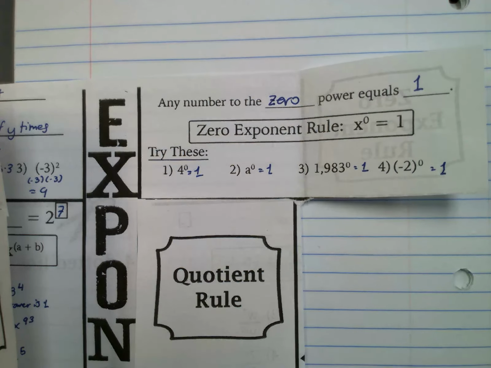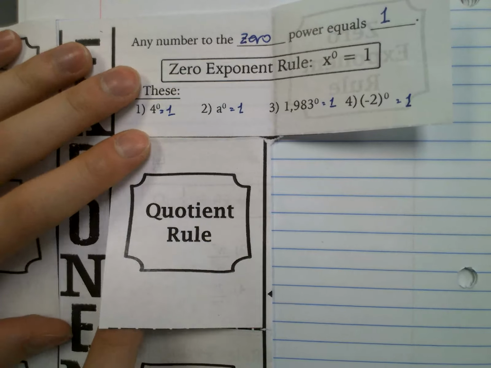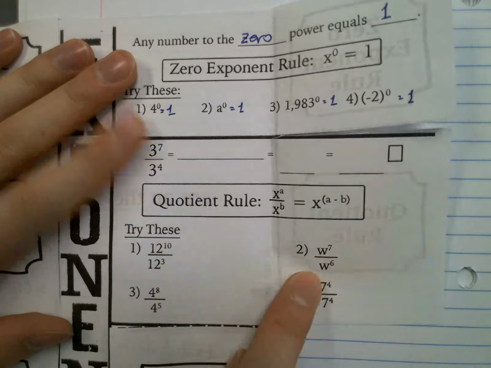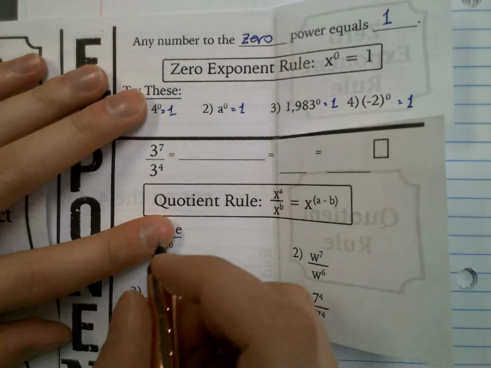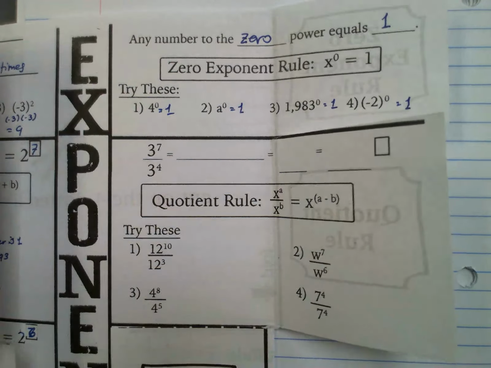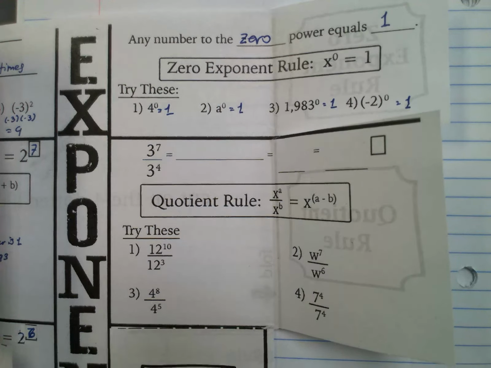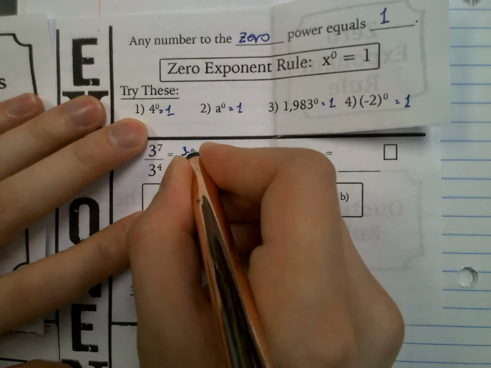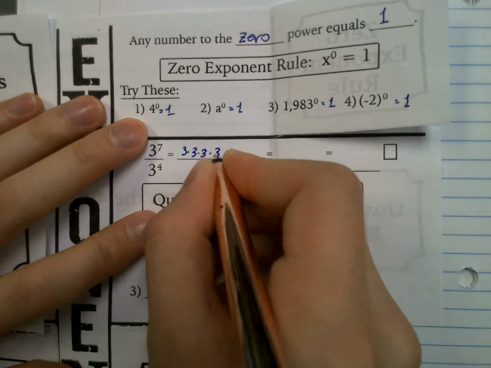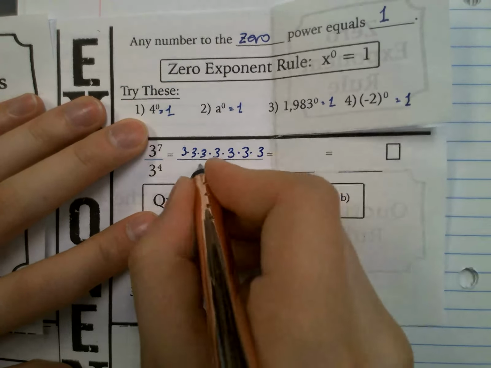Now, I can get to this quotient rule down here. The quotient rule, on the other hand: we have 3 to the 7th over 3 to the 4th. This is basically what we like to call the subtraction rule, but numerically, this is what's going on. We have seven 3s on the top, 3 times 3 times 3 times 3, 1, 2, 3, 4, 5, 6, and 7. And then 4 on the bottom.